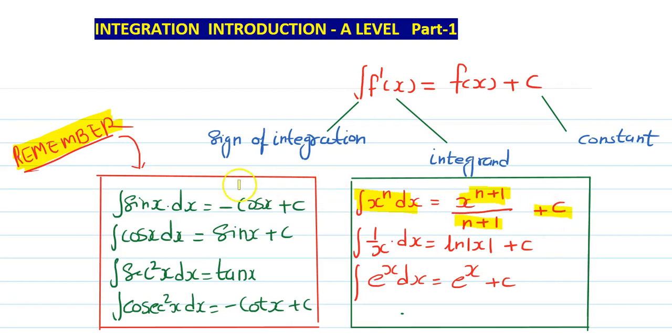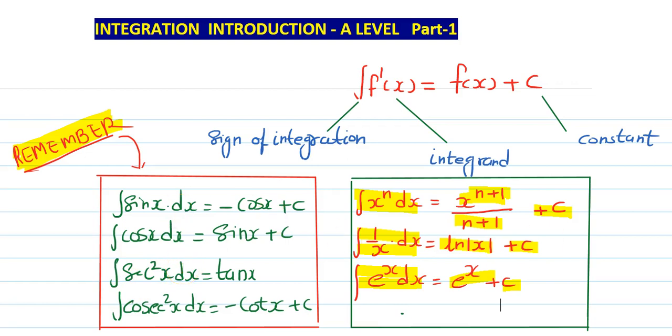x to the power n into dx is x to the power n plus 1 divided by n plus 1 and plus c. And these are the trigonometric formulas which we are going to use in today's lesson. And integration of 1 upon x into dx is ln x plus c, and integration of e to the power x into dx is e to the power x plus c. So you know all these things. So let's quickly go to the questions.